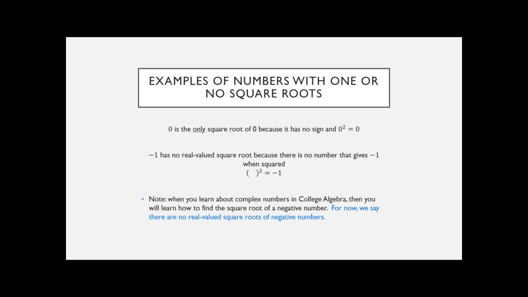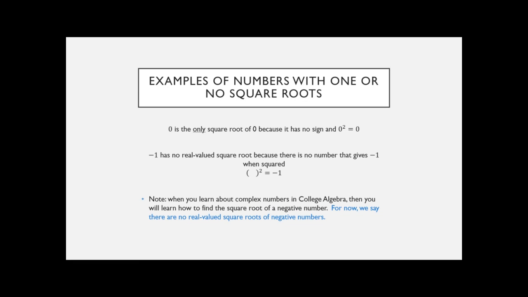Now there are numbers that have 1 square root or don't have any square roots at all. 0 is special because it just has 1 answer when you take the square root, because there are no signs to 0. 0 is not positive or negative, it's just 0. So it doesn't have a positive and negative version, it only has 1 answer.